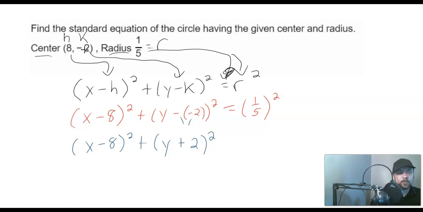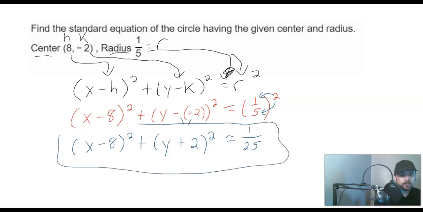The formula changes it for you. So if k is -2, plug -2 into the formula and it will switch it to +2 as you simplify it. All right, and then for a fraction, it's not as bad as it looks. Whenever you apply an exponent to a fraction, you just apply it to the top and bottom. So we get 1 squared, which is 1, over 5 squared, which is 25. And there is the equation of the circle with a center at 8, -2 and a radius of 1/5.